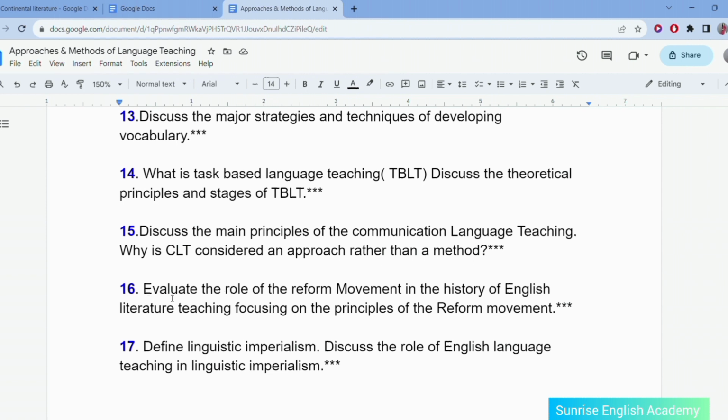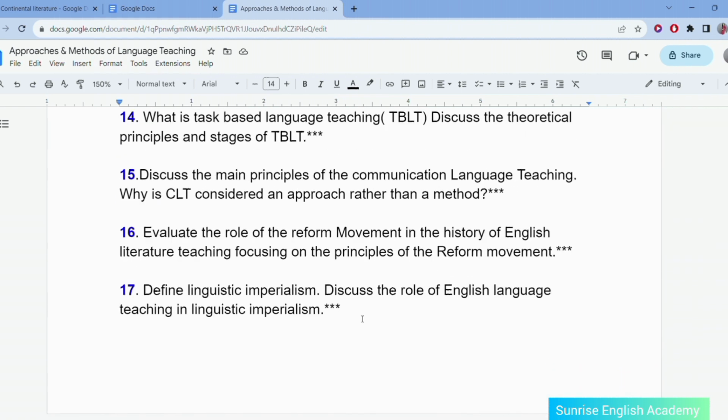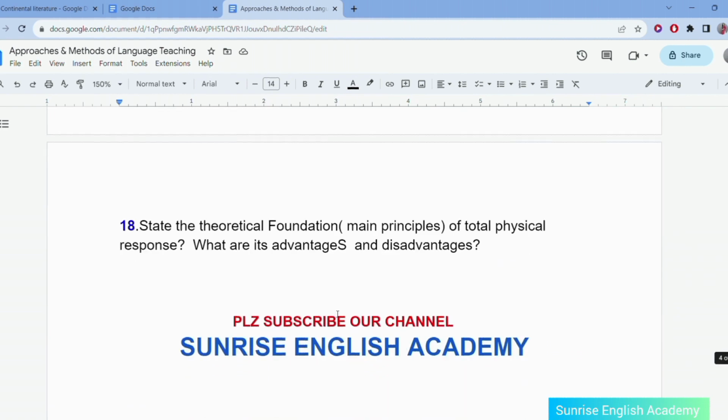16. Evaluate the role of the reform movement in the history of English language teaching, focusing on the principles of the reform movement. 17. Define linguistic imperialism. Discuss the role of English language teaching in linguistic imperialism.